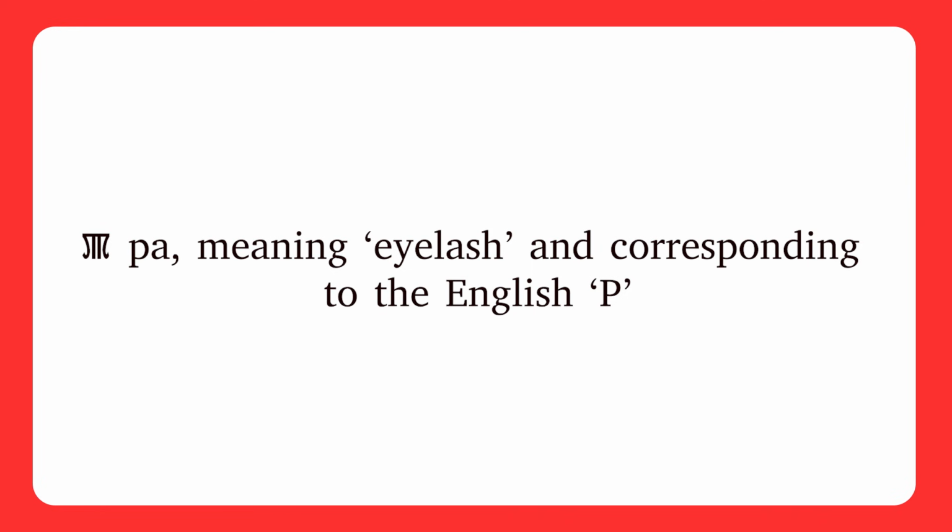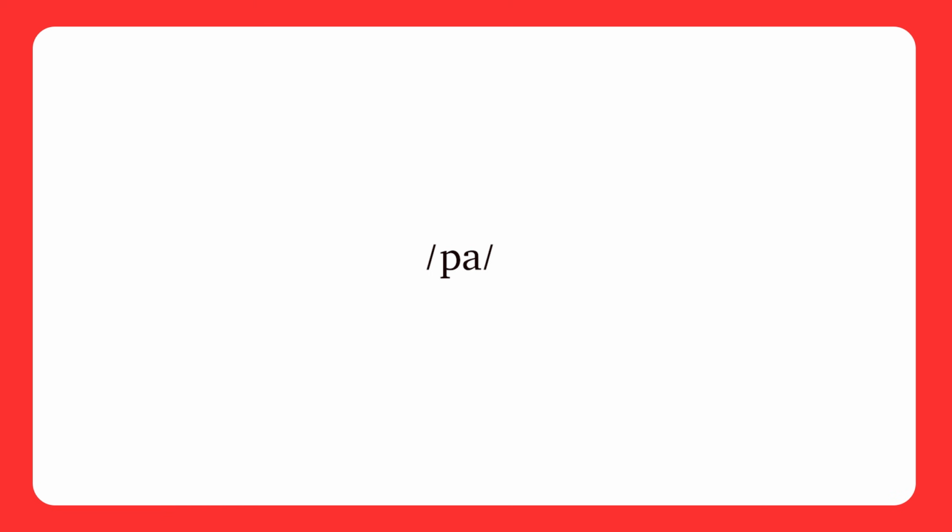The fifth letter Pa, meaning eyelash, and corresponding to the English P with the phonetic value pa, features a horizontal upper bar supporting two vertical stems, each ending in a sharply carved hook-like terminal. These paired inward sweeps create a balanced eyelash-like contour that reflects the letter's pictorial origin.